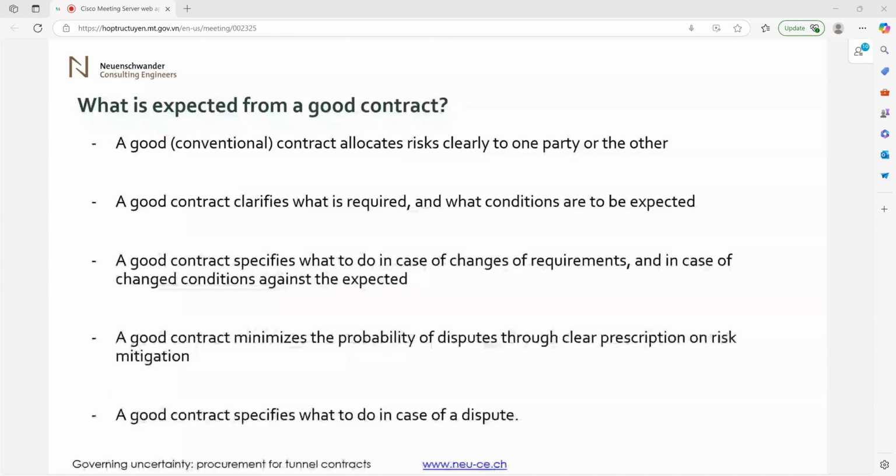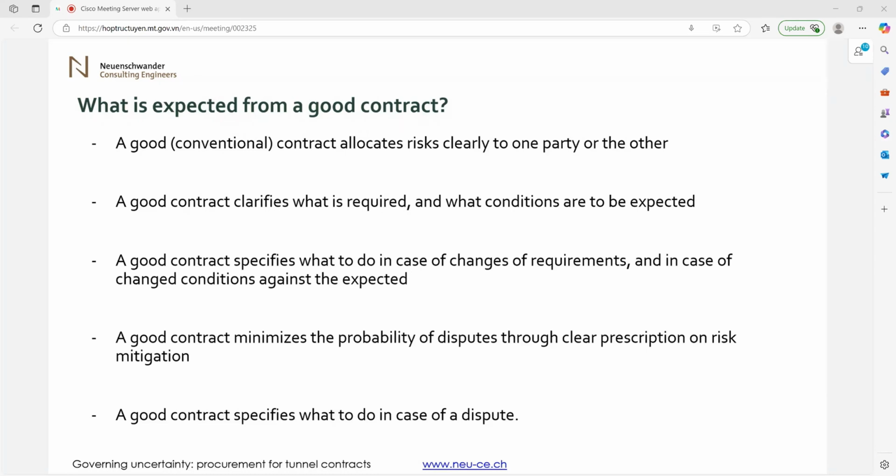Then a good contract will specify what to do in case of changes to requirements and in case of changed conditions against the expected. It will give us a guideline on how to behave. It will minimize the probability of disputes through clear prescription on risk mitigation, what should be done to mitigate risk. And a good contract also specifies what to do in case of a dispute.